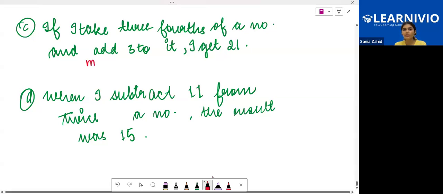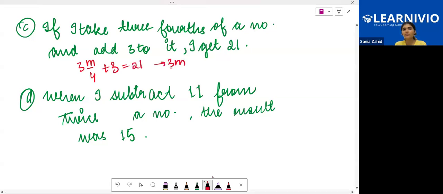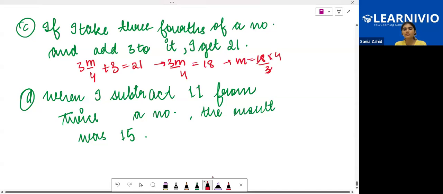Okay, 3/4 of a number. So 3/4 of a number is 3m by 4, and add 3 to it, I get 21. So we'll do 3m by 4 will be equal to 18 and then m will be equal to 18 into 4 by 3. It's 24. How come you guys are getting 72?